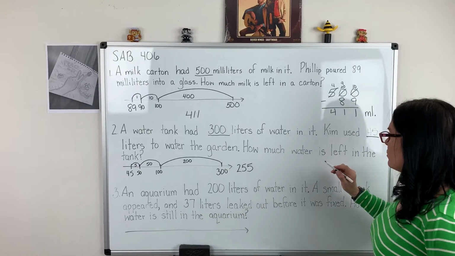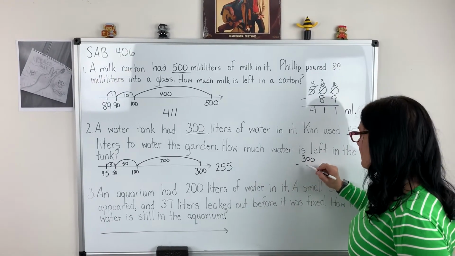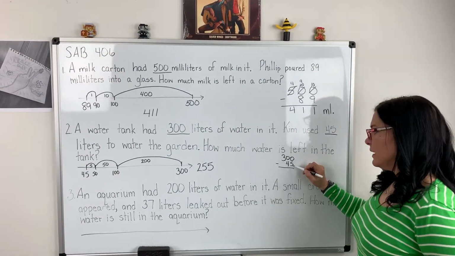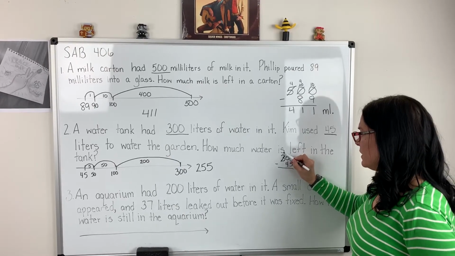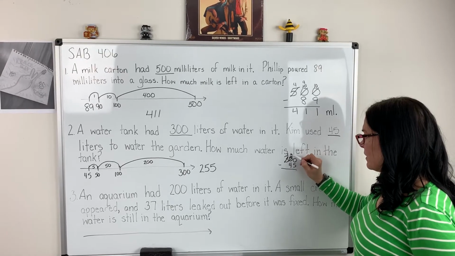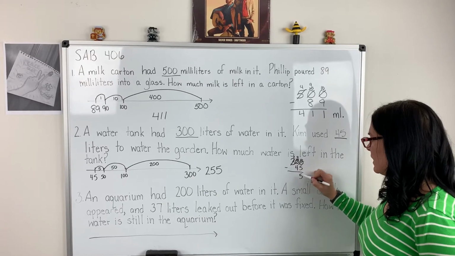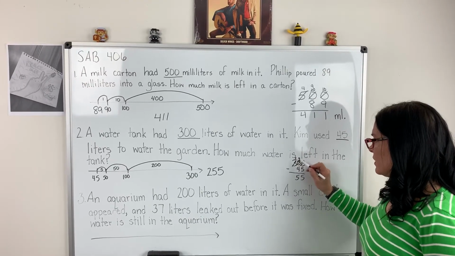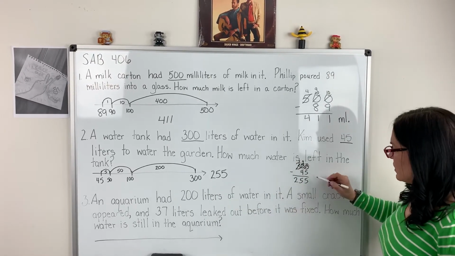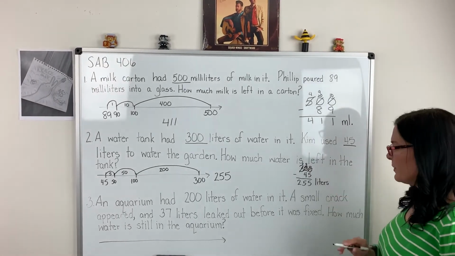Let's check using the traditional algorithm. 300 minus 45. 0 minus 5, I can't do it. I have 0 tens. I need to go to my hundreds place. I now have 10 tens. I can decompose a 10 to give 10 ones. 10 minus 5 is 5. 9 minus 4 is 5. 2 minus 0 is 2. 255, my answers match. We are using liters this time. Make sure I remember to put my label.